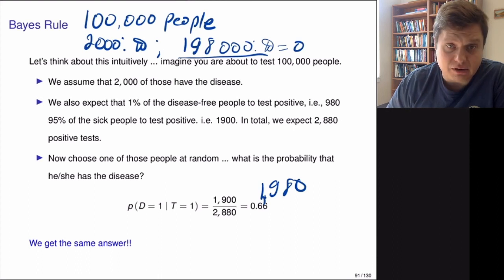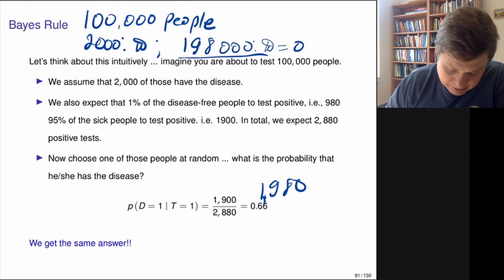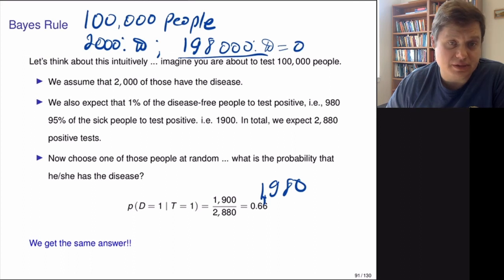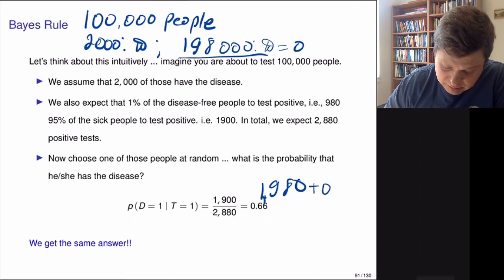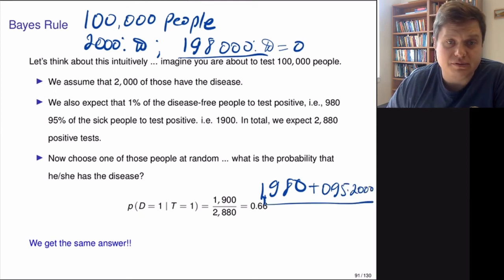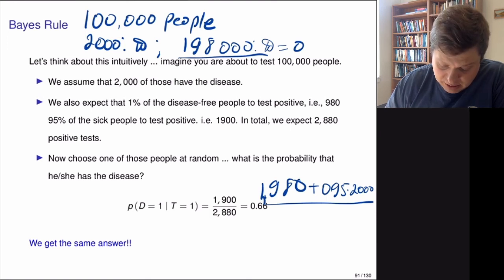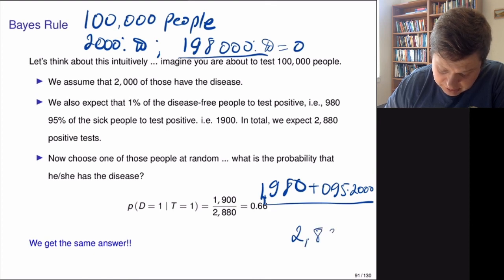This is out of the healthy people, and then 95% of the sick people also will get a positive test. So that's the probability of seeing a positive test. So in total, 2,880 people will be tested positive.